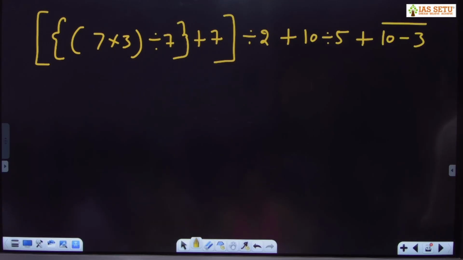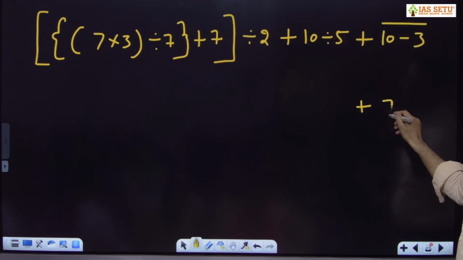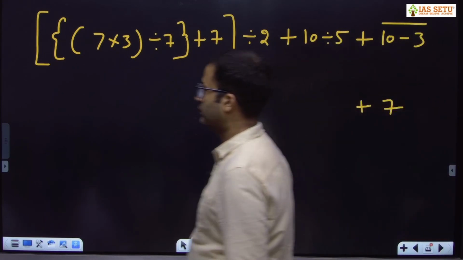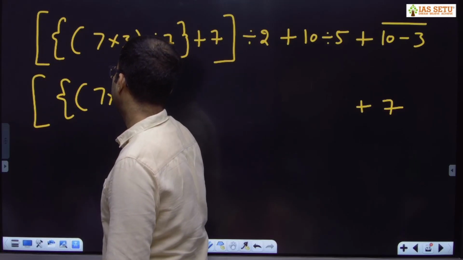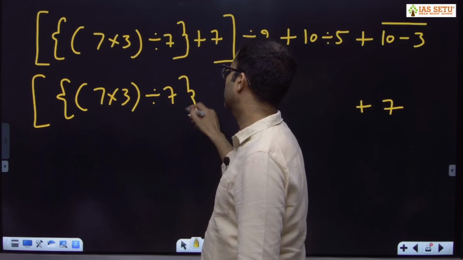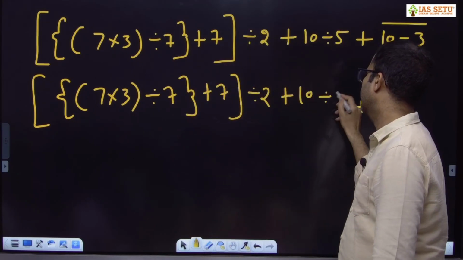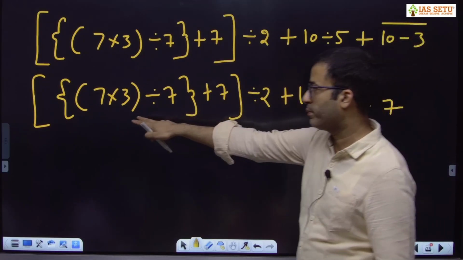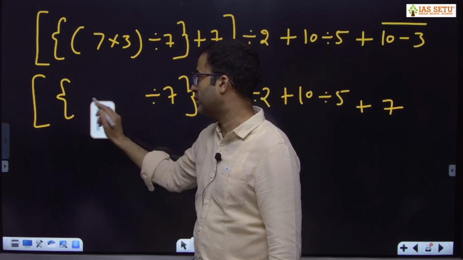So as per rule, first we have to solve this vinculum, and it is easy. 10 minus 3 is 7, and outside this vinculum bracket there is a plus symbol. So first you have to remove this vinculum bracket, you get 7. Then you have to open this small bracket. What is 7 into 3? 21. So you get 21 here.